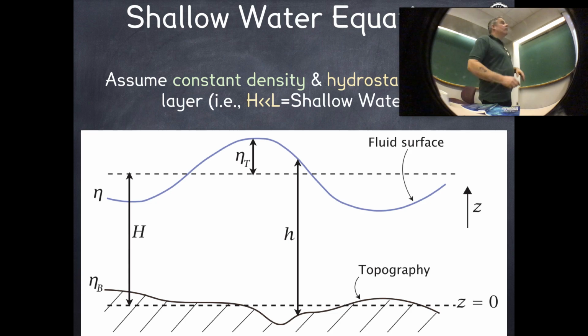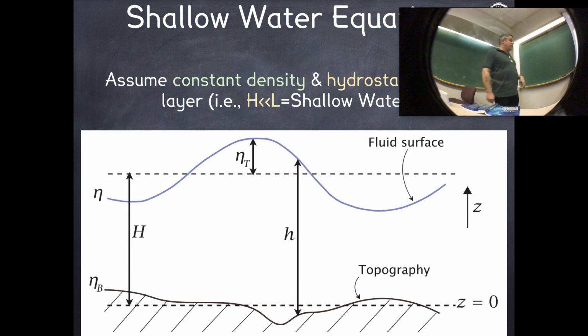Okay, so we want to go to the shallow water equations, and we're first going to start with the simplest shallow water equation, which is one constant density layer. We're going to assume that this layer is thin and wide, so our aspect ratio is going to be shallow. H is going to be much, much smaller than L, which means that we're going to be able to use what? Hydrostatic balance, which is what we talked about from the scaling. So we're going to assume that it's a constant density layer with hydrostatic balance.